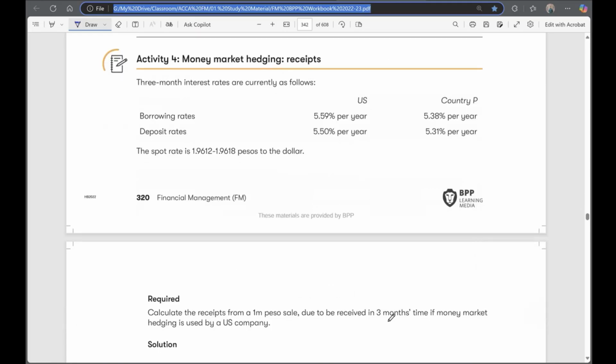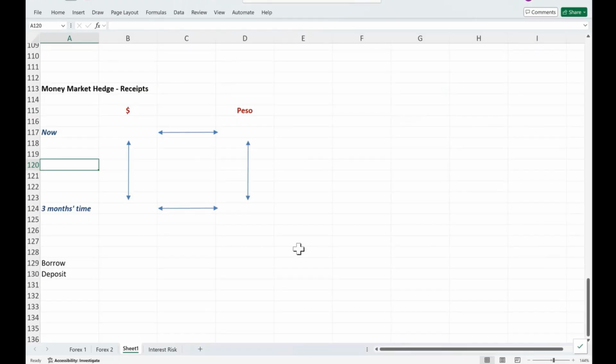Again, in 3 months' time, we have to make a money market hedge. Calculate the receipt from the 1 million peso sale, due to be received in 3 months' time, if a money market hedge is used. So once again, we have to receive 1 million peso. It's a receipt now, not a payment, in 3 months' time.